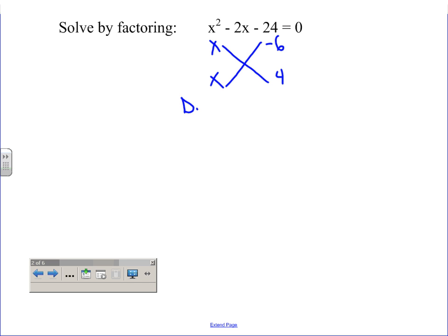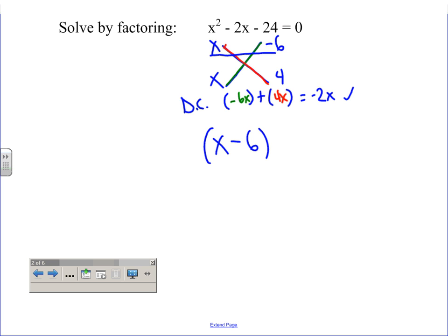And if I check the diagonals to see if that gives me the right middle term, I multiply the diagonals and add the result. So along this diagonal, I get negative 6x. On this diagonal, I get 4x. Negative 6x plus 4x is negative 2x, which is the correct middle term. So that means my factors are x minus 6 coming from across the top and x plus 4 coming from across the bottom. So that's still equal to 0. I just factored the left side of the equation.